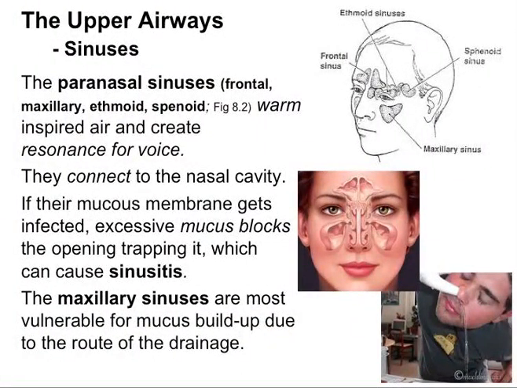Let's talk briefly about the paranasal sinuses, because around the nasal area, we've got sinuses. We've got frontal, maxillary, ethmoid, as well as sphenoid sinuses. And the names are just basically which bone they are located in. And what they do is they warm inspired air, and they also create a resonance for voice.